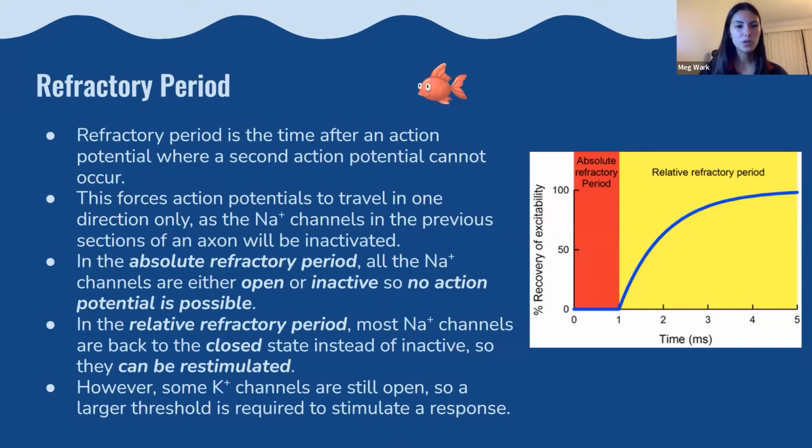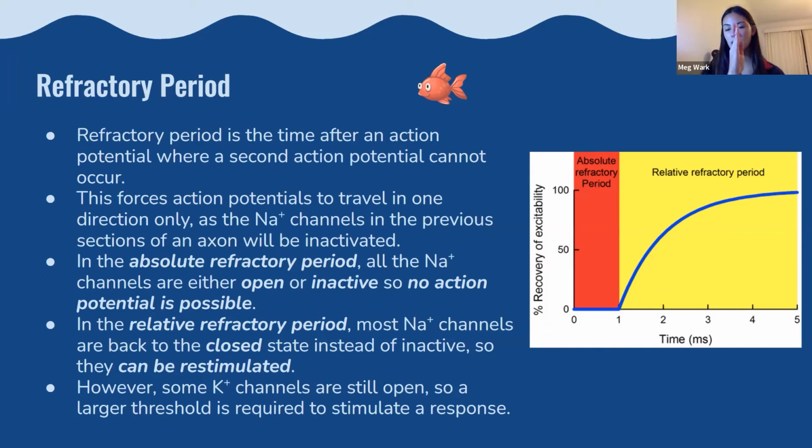Refractory periods. So this is the time after an action potential where a second action potential cannot occur. And the reason we have the refractory period is because it forces action potentials to travel in one direction, because the sodium channels in the previous sections of an axon will be inactivated.